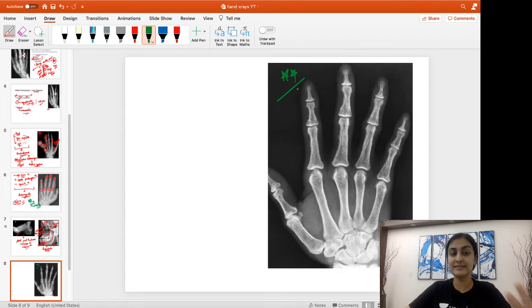So out of all the things that we have seen in today's class, guys, this is the most commonly tested. This is the most important one that we need to know of. So what do we see here?